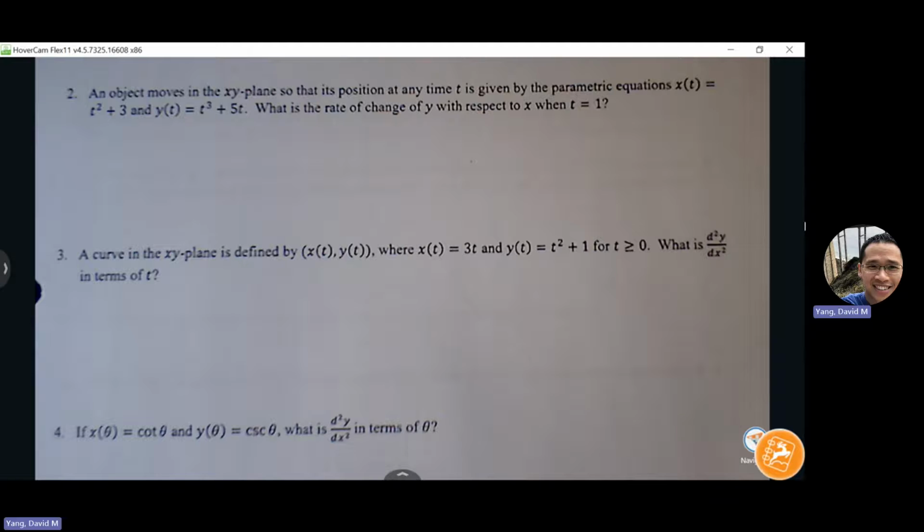Okay, hopefully 1 and 2 are pretty straightforward. Just when you get to 3 and 4, you have to remind yourself that there's that formula for the second derivative, right? It's d over dt of dy/dx, divided by dx/dt. And remember about the dx/dt portion.